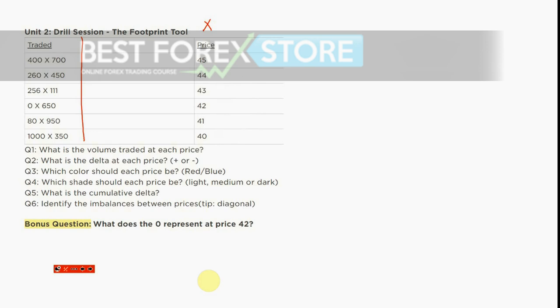Question number 4: which shade should each price be? Remember, we spoke about the number of shades and how that is the relative amount of volume traded at each price. So put each one of those prices in either a light shade, a medium shade, or a dark shade. Just to cast your memory back, there are only 2 colors, red and blue, and from each of those colors you're going to have a light, a medium, and a dark shade. Question number 5: what is the cumulative delta over these 6 prices? And question number 6: identify the imbalances between prices.